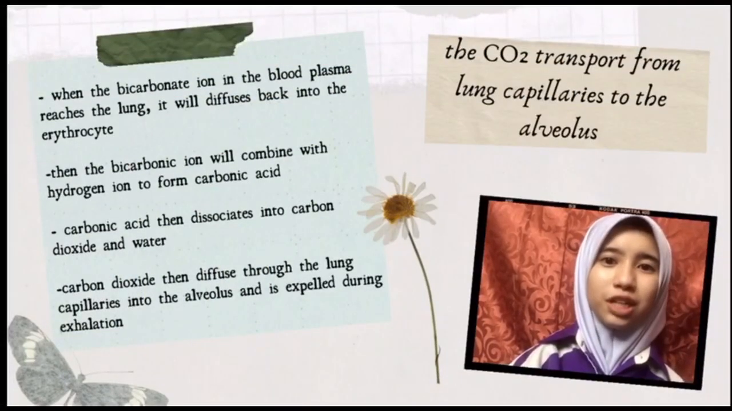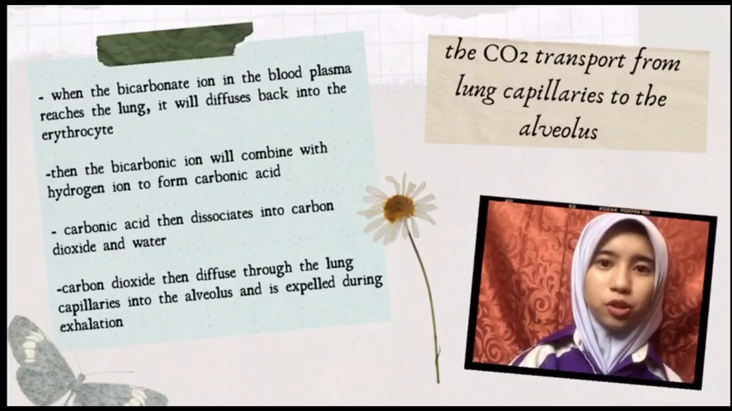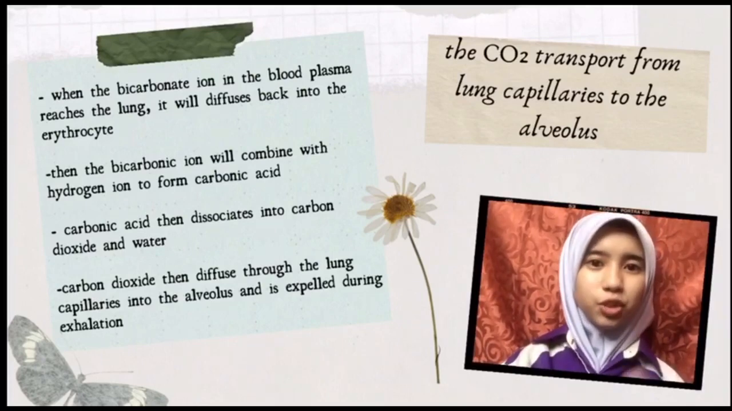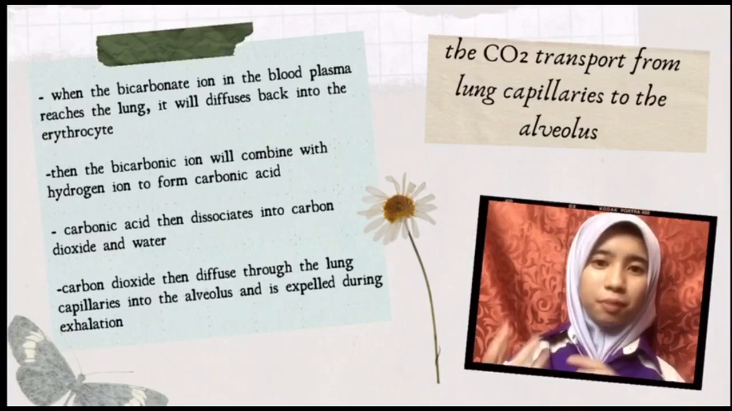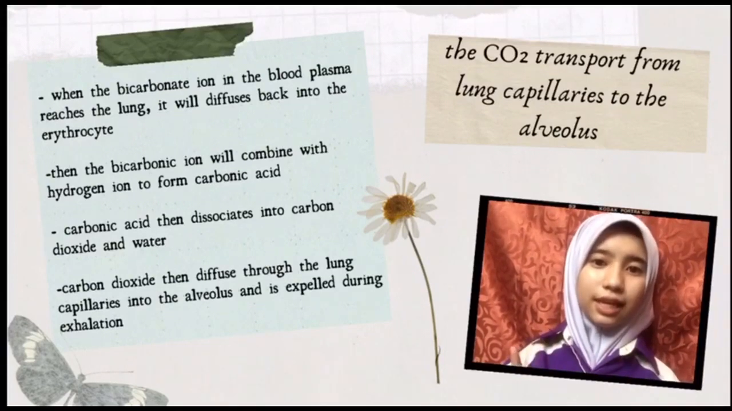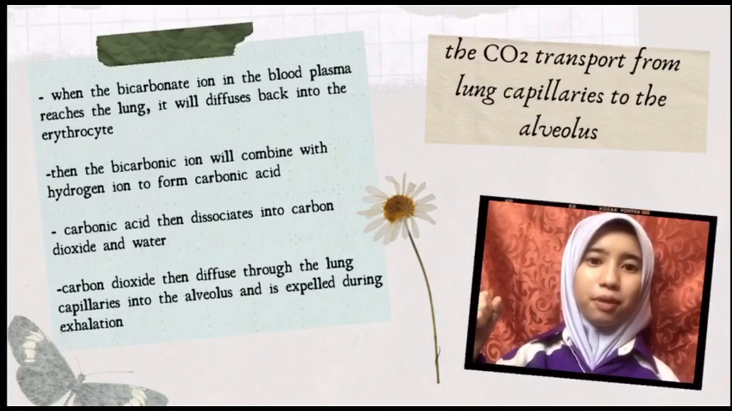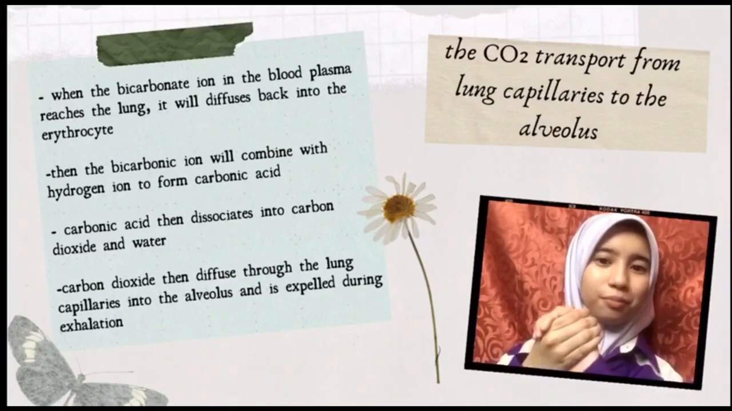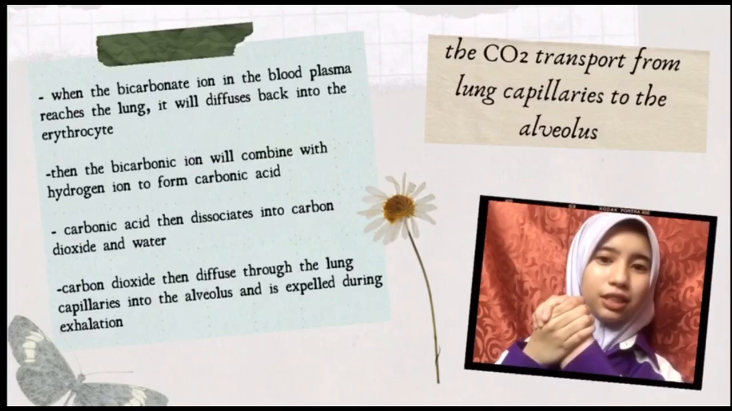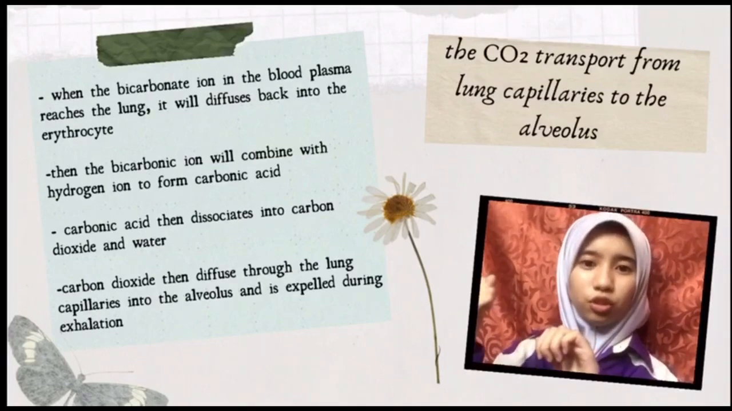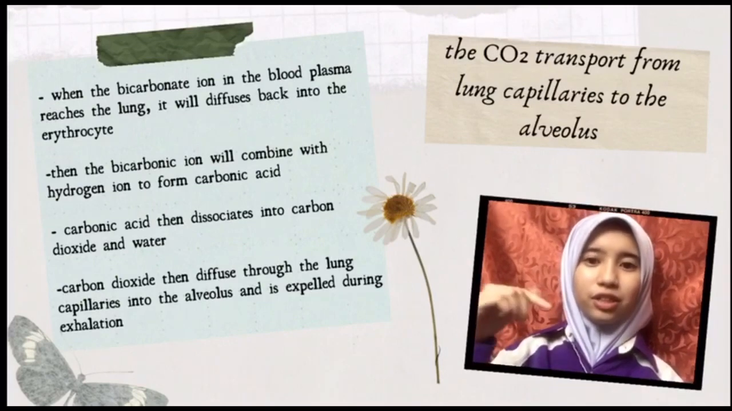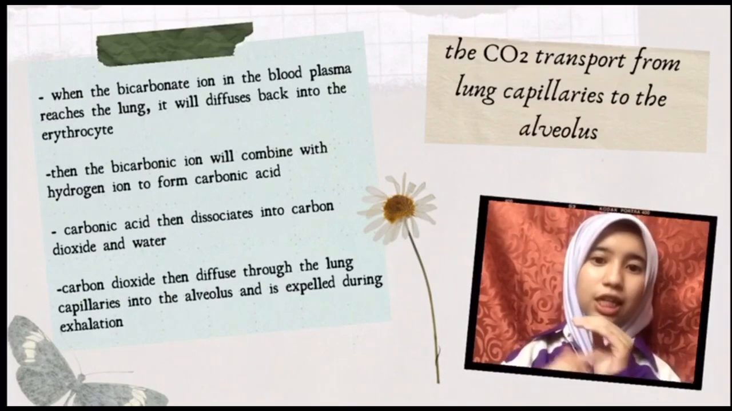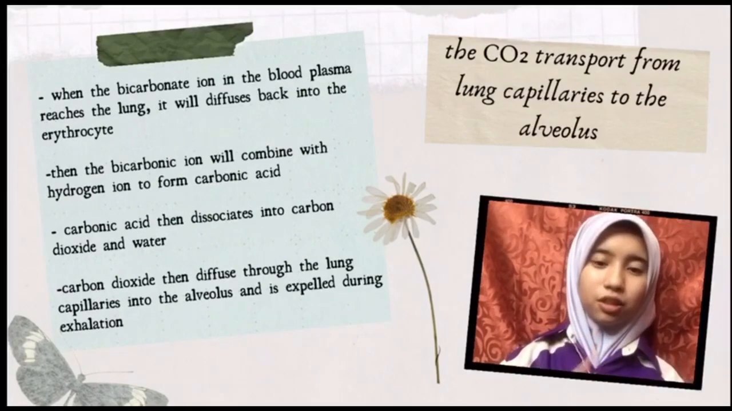So now we will learn about the transportation of carbon dioxide from the lung capillaries to the alveolus. When the bicarbonate ion in the blood plasma reaches the lung, it will diffuse back into the erythrocyte. Then the bicarbonate ion will combine with hydrogen ion to form carbonic acid. The carbonic acid will dissociate into carbon dioxide and water. And the carbon dioxide will diffuse through the lung capillaries into the alveolus and is expelled during exhalation.